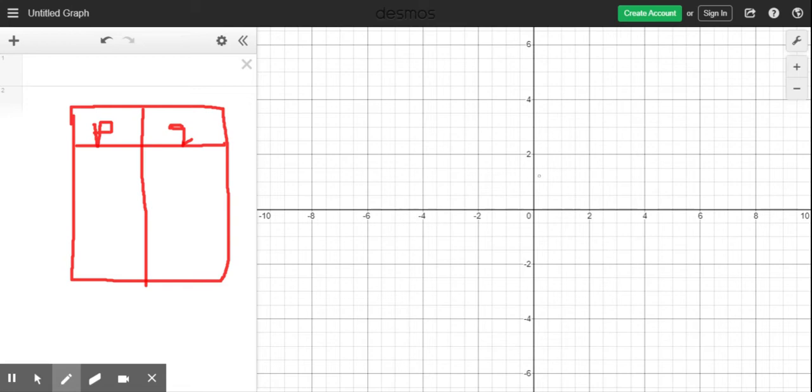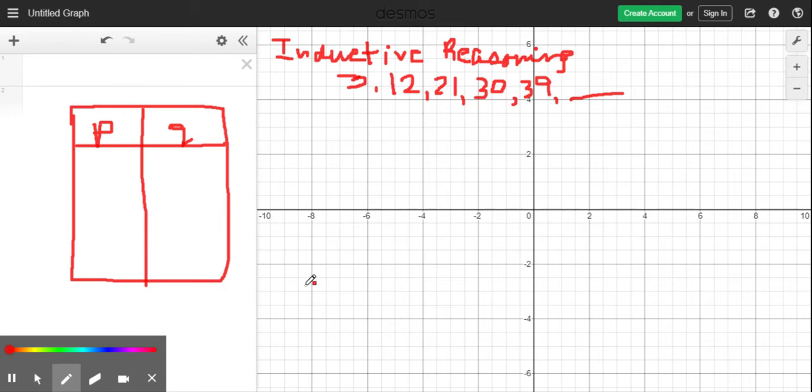So if our numbers are 3, 12, 21, 30, 39. What's the next number, do you think? Okay, several people are saying that the next number should be 48, and I would agree with that.